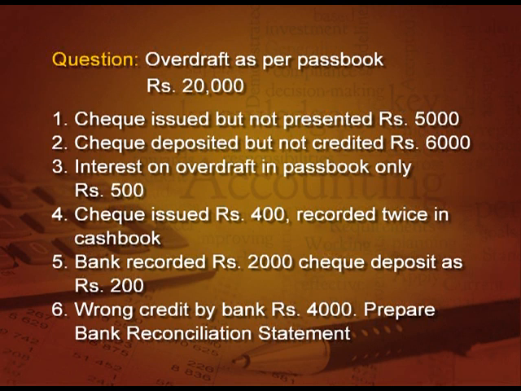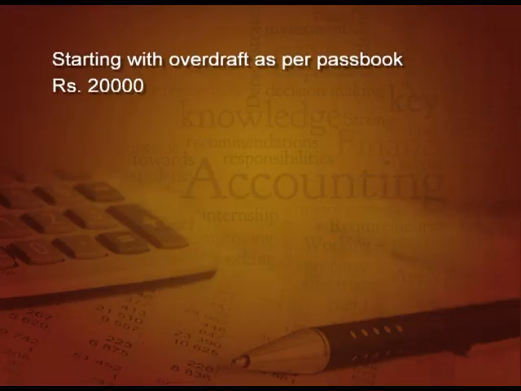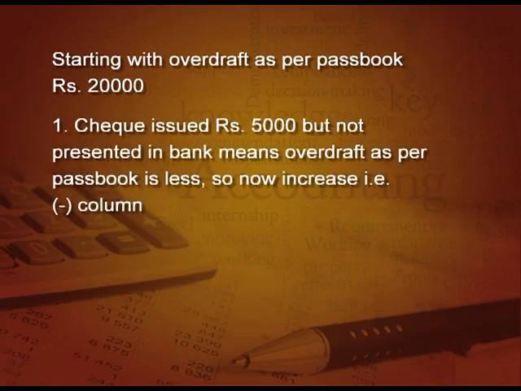So let us start. In the first line, you have to write bank reconciliation statement of the company name and the date. Then starting with overdraft as per passbook 20,000, we will write it in minus column. Coming to point number 1, check issued 5,000 but not presented in the bank. That means overdraft as per passbook is less. So, now we will increase, that is in the minus column.